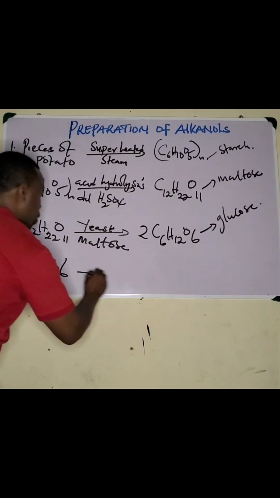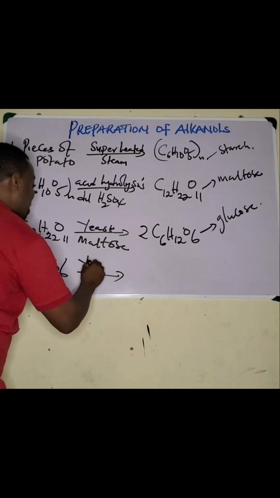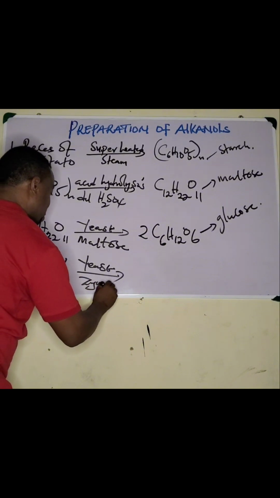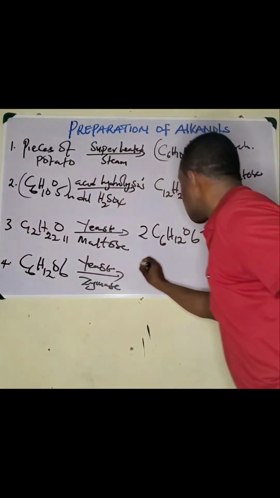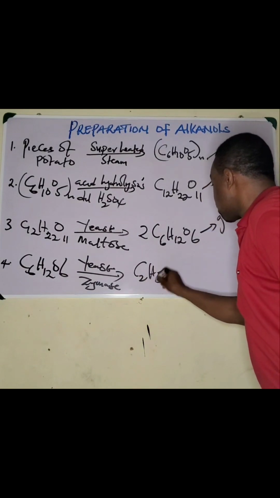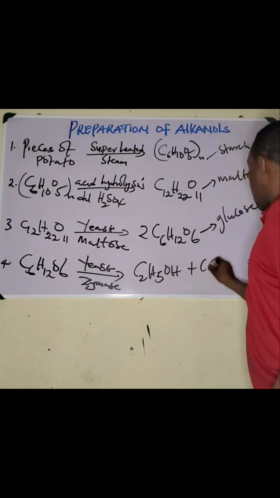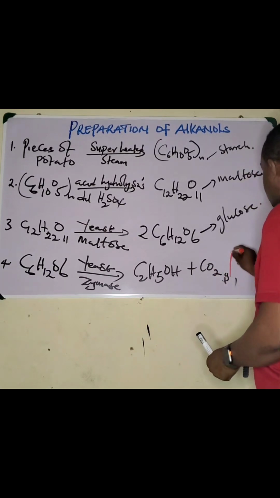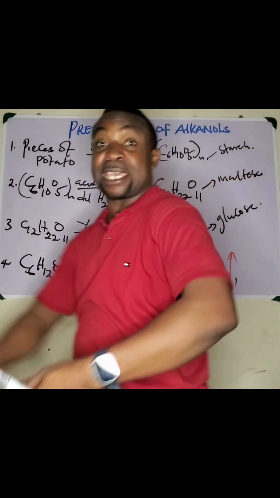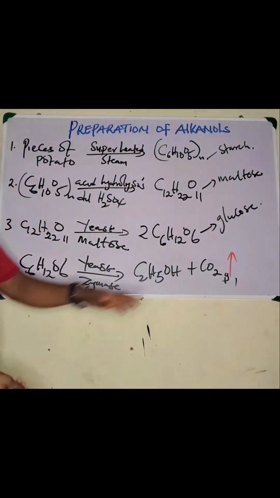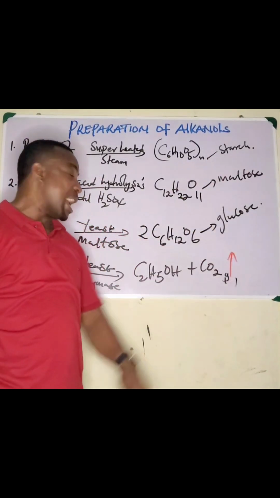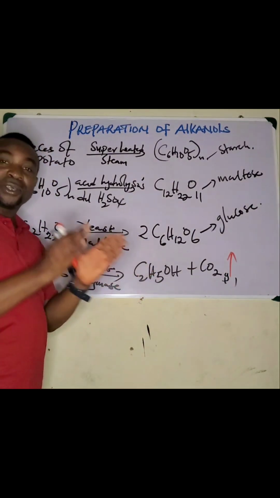In this case, the glucose, C6H12O6, undergoes alcoholic fermentation by the same yeast that contains zymase, to give us ethanol plus carbon(IV) oxide. Remember, this carbon(IV) oxide given out here is like a gas effervescence. When it is given out, it may have evaporated, right? So what is remaining here is just ethanol.